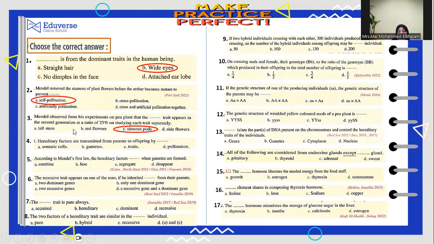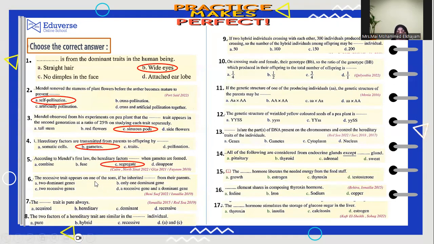Pay attention to this question. The what trait appears in the second generation? For sure, when it appears only in the second generation, it is a recessive trait. Which of them is the recessive trait? The sinuous pod. Hereditary factors are transmitted from parents to offspring by, for sure, gametes. According to Mendel's first law, the hereditary factors segregate when gametes are formed. This is why Mendel's first law is called the law of segregation of factors.